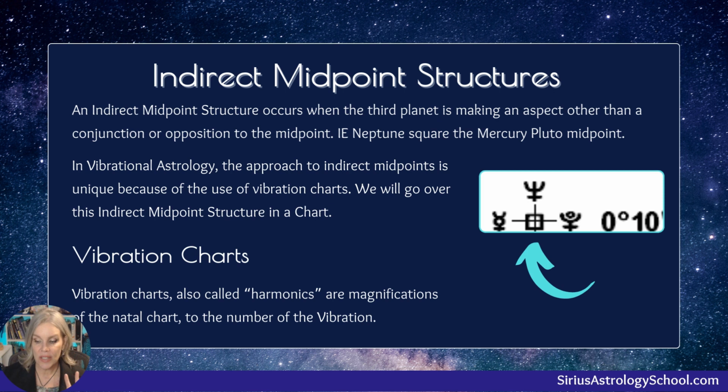So one other thing to know here is that vibration charts are also called harmonics, and they are magnifications of the natal chart, meaning that if we're going to talk about the 4th vibration, that means that the 4th vibration is the natal chart magnified 4 times. If we're going to talk about the 10th vibration, that means that it's the natal chart magnified 10 times. Any number that you use calling it that vibration is because the natal chart is magnified that many times. And that's what we're looking at with this vibration chart.